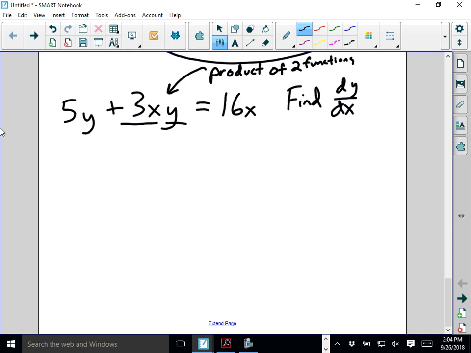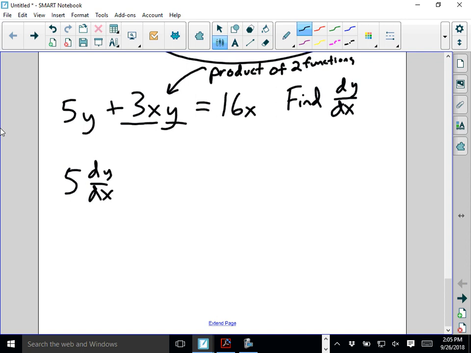Okay, so let's just go ahead and try this thing. The first part is easy. What's the derivative of 5y? Well, that is simply 5 dy/dx. Now is when it gets interesting. Don't forget to tack on your dy/dx there.